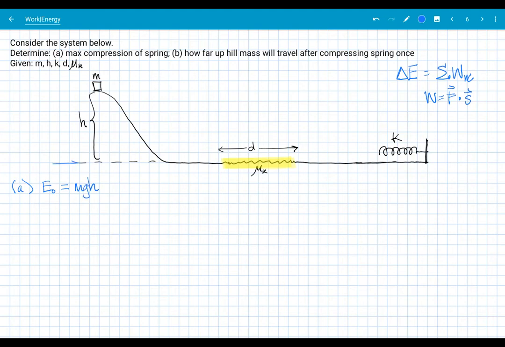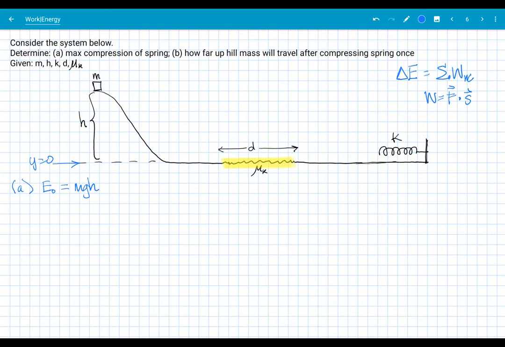And that's assuming that the lowest point in our problem is going to be my y equals 0. That's usually my advice. Choose the lowest elevation in your problem, call that your y equals 0, and measure everything upwards from there. So that is my initial energy. Now, okay, here's the question. What am I going to call my final?